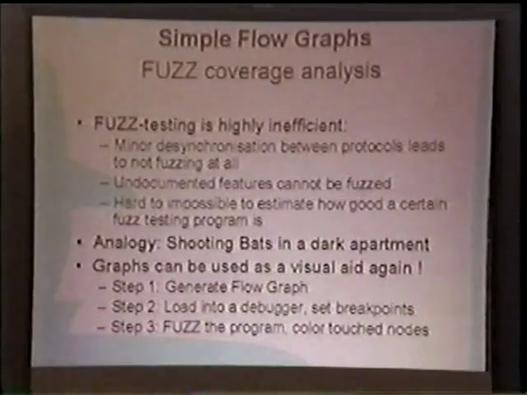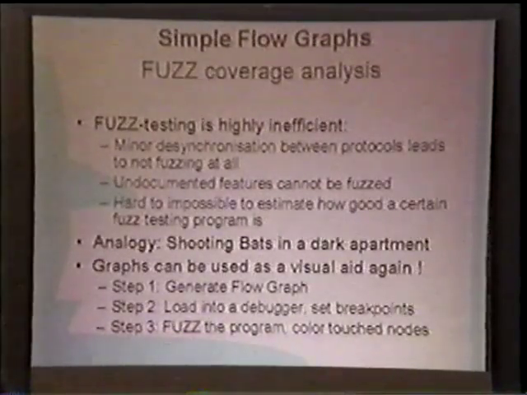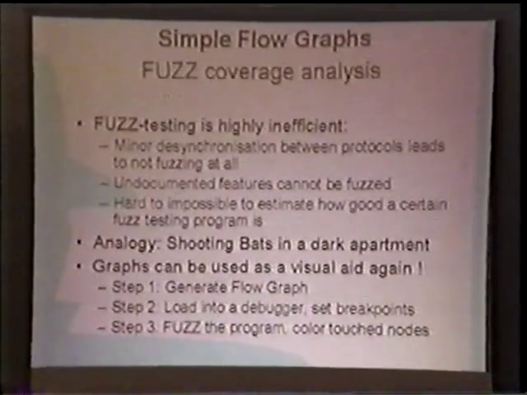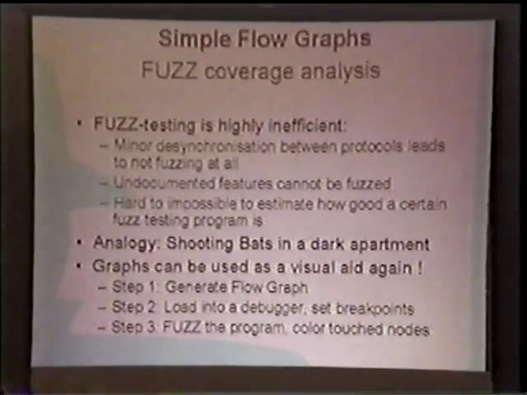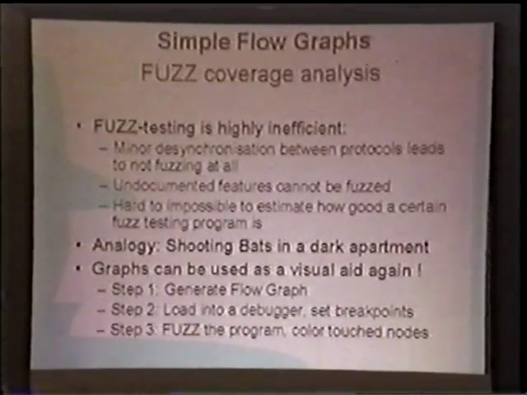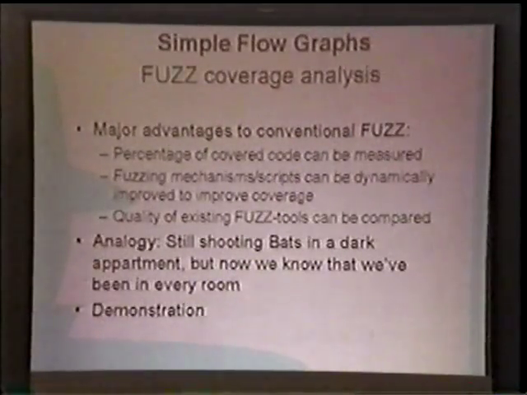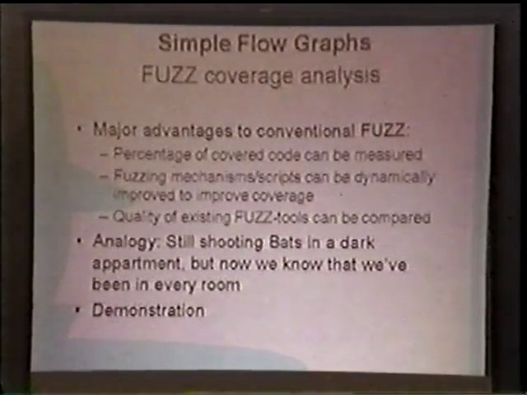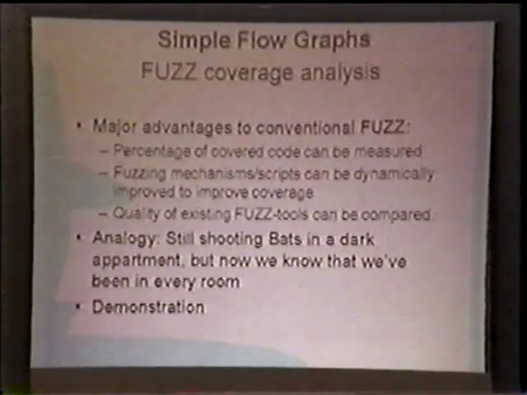This can be used for fuzzer benchmarking, for example. Now we can actually say, I don't know, Retina fuzzes better than Peach, or whatever. So you can compare fuzz testers. It does have major advantages over conventional fuzzing because you can measure the amount of code you've covered. You can make sure you cover a lot more code than before. And most fuzz testers are scriptable in some way.